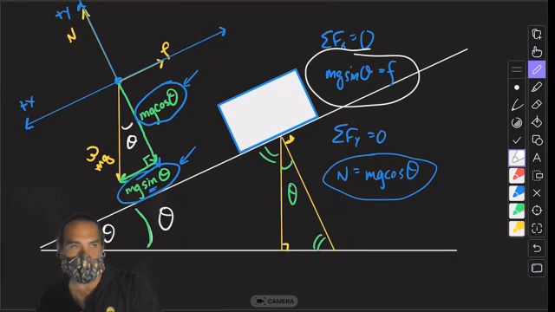Our objects are usually going to be accelerating down the ramp. They slide down the ramp, things like that. We use ramps. So you should expect our questions that have ramps in them will have the boxes moving up or down the ramps.